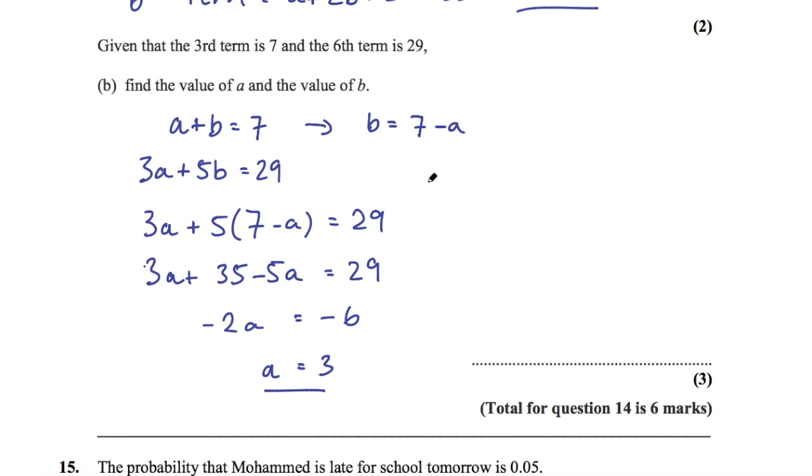And then to find b, we can substitute this value of a back into this equation. So this becomes b equals 7 minus 3. So b must equal 4. So a equals 3, b equals 4.